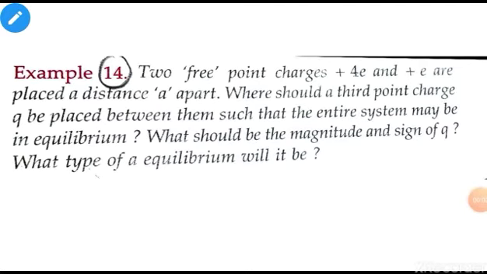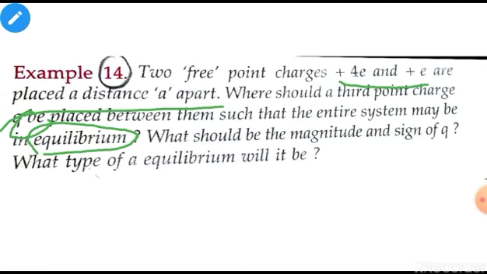Hello students, I am here with an example on equilibrium of system of charges. There are two free point charges 4e and e which are placed at a distance a apart. Both are positive. So the question is, where should the third point charge q be placed such that the entire system is in equilibrium?